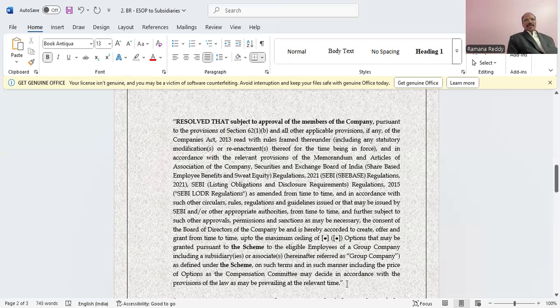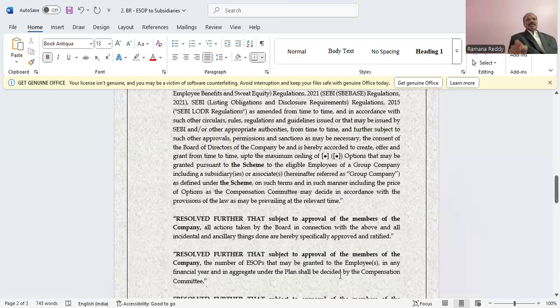So, in another video, we have clearly explained in detail about the scheme. We have clearly explained the price, including price options, the powers of the compensation committee, that is nomination remuneration committee. We have discussed in detail. So now we are only discussing the certified copy of the resolution for issuing of ESOPs to the group companies, associate companies, subsidiary companies.